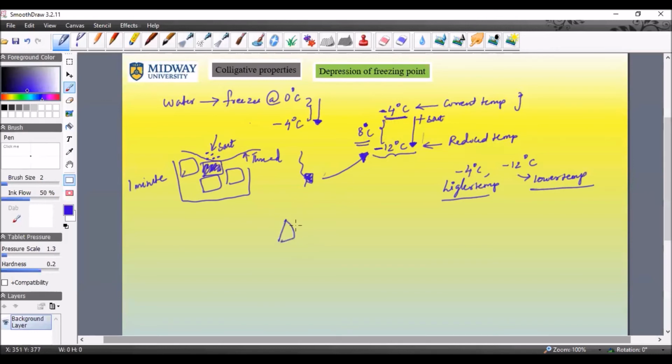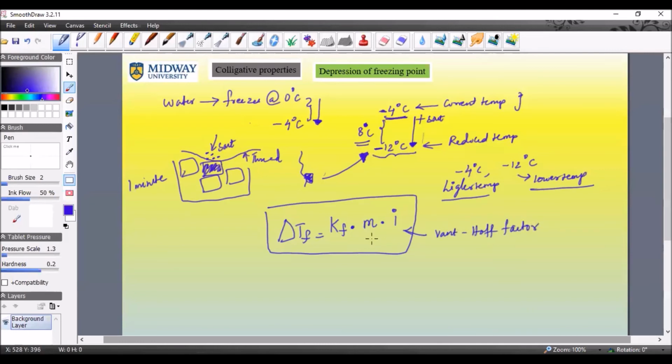Now, delta Tf is the depression of freezing point. This is the freezing point constant, Kf, m is molality, and i is the Van 't Hoff factor. You again do not have to memorize this equation; it will be given to you. For compounds other than ionic, i is always 1. m is the molality, or mole concentration, and Kf is again a constant which will be given to you.